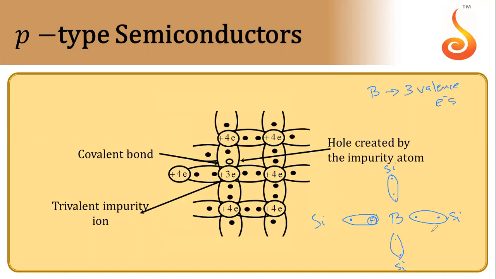Let's say when you are applying some heat, this electron moves out. So this electron becomes free and a hole has been created. Similarly, here also, let's say an electron has come out, a hole has been created.